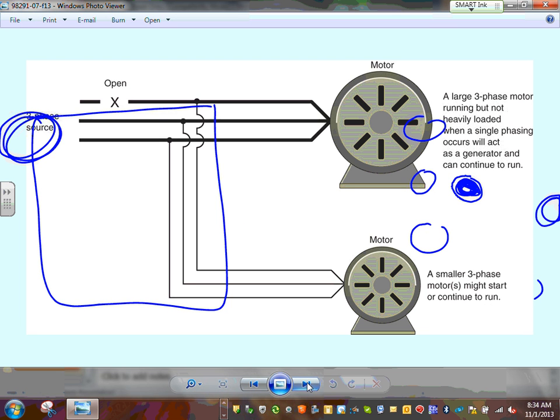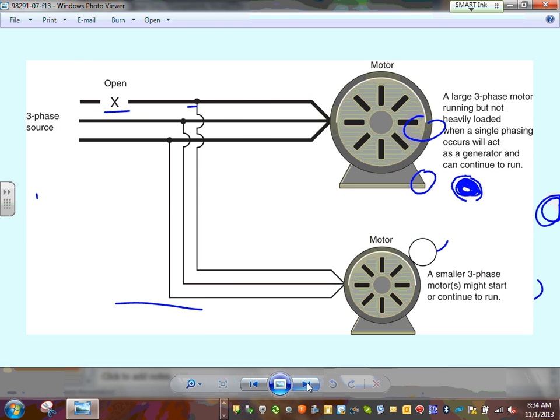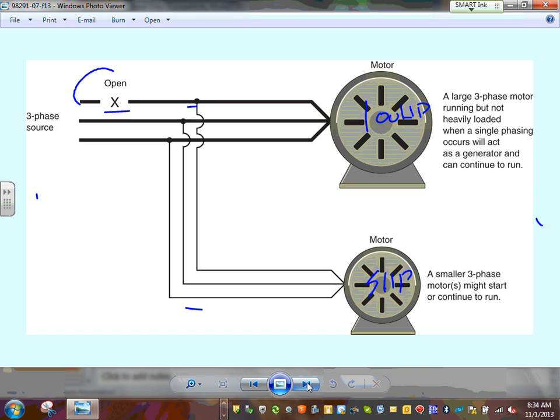Here's what we said, guys. So that's the effect of single phasing on motors. If you have a big fat motor, here's a 100 horsepower motor, and here's a 5 horsepower. Can you guys see that? Now, if you have a single phase condition, this is a 100 horsepower motor, but we're loading it at 50 horsepower. So it's 50% loaded. I have it open, one phase opens.